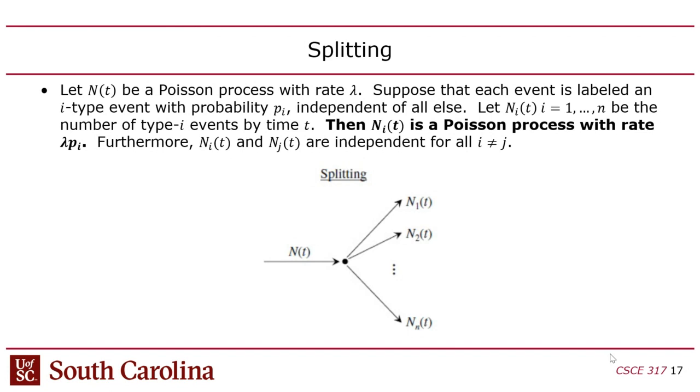And then suppose that each event is labeled as an i-type event with probability p sub i, independent of all else. Let N sub i of t, i from 1 to n, be the number of type i events that happen by time t. So you're basically saying I've got one main Poisson process. It generates events, but each event has a certain type, and I want to synthesize a new Poisson process for each of the types. In that case, you would just multiply the probability of the type by the original lambda, and that's like a new Poisson process that applies only to the type.